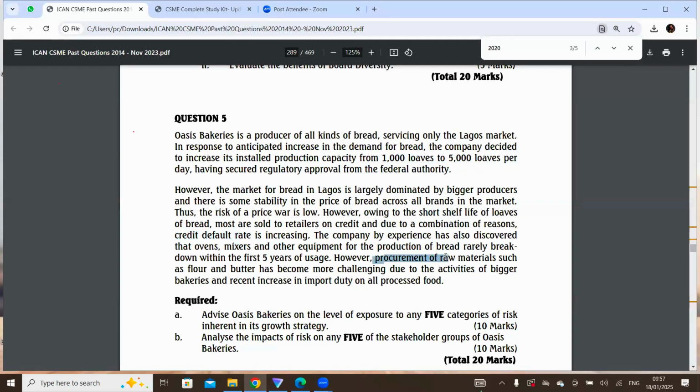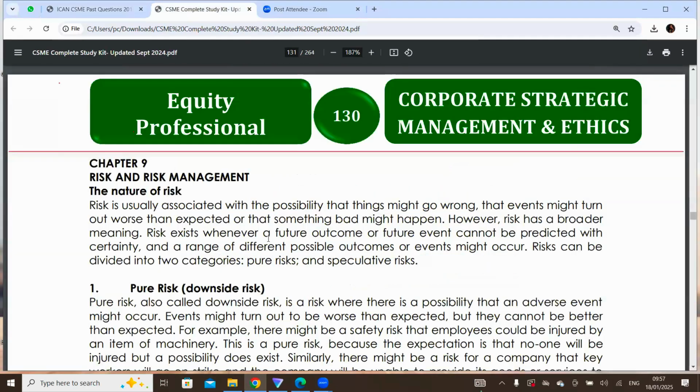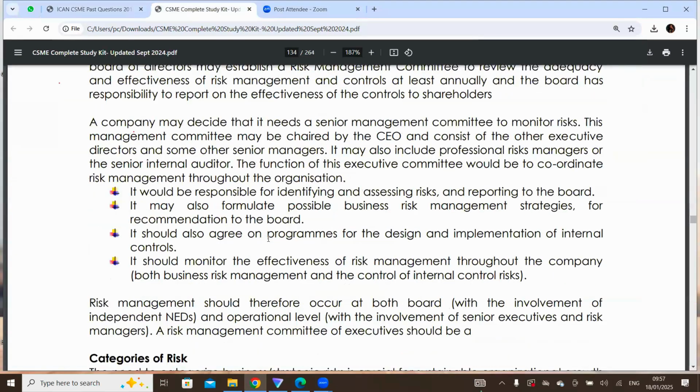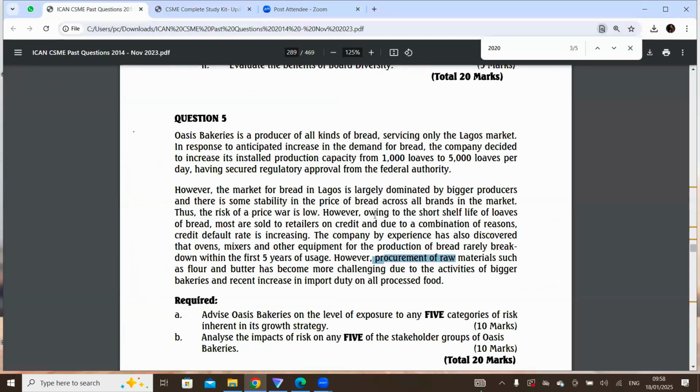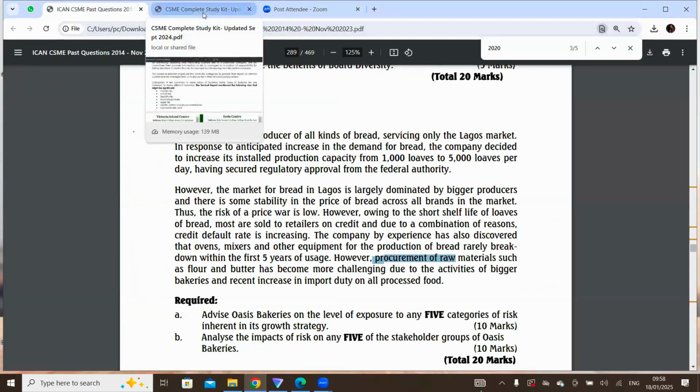Procuring materials can be an issue. Then it can also lead to health and safety risks. As they are increasing their production, they have to factor in the health and safety of their workers, right? What else, what kind of risks again? We can also think about liquidity risks. If people are not paying them, do they have enough money? And if they want to increase their production to 5,000 loaves, hopefully it will not lead to reputation risks, like them competing with the big guys in the business. So these are the kind of things that you think about.